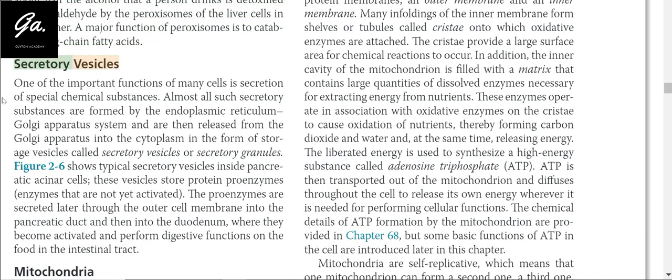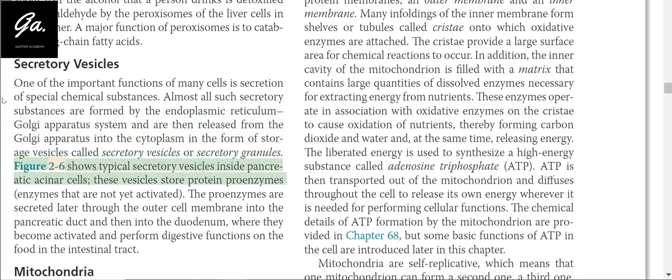Secretory vesicles. One of the important functions of many cells is secretion of special chemical substances. Almost all such secretory substances are formed by the endoplasmic reticulum, Golgi apparatus system and are then released from the Golgi apparatus into the cytoplasm in the form of storage vesicles called secretory vesicles or secretory granules.